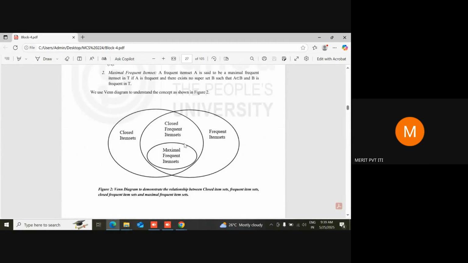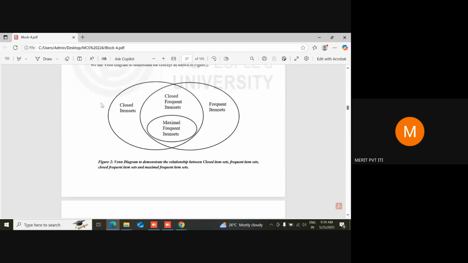Okay, now a Venn diagram to understand the concept, as shown in figure 2. Maximal frequent item set, closed frequent item set, frequent item set, closed item set. So the closed item set is this circle. The maximal frequent item set is a subset of this. The closed frequent item set is the intersection between these two. That is, the frequent item set is a big circle, the closed item set is a big circle, and then there is a small circle, the maximal frequent item set. So this is the Venn diagram for this.